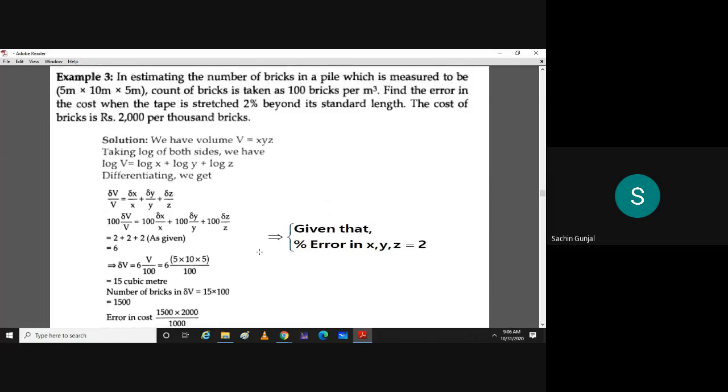Any doubt in this? Yes. Any doubt in this? No, sir. Others? Any doubt in any step? No, sir. So just note it down.